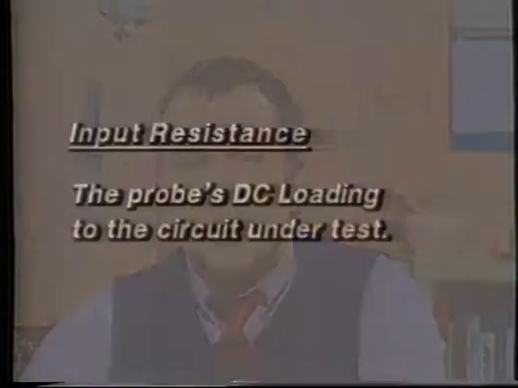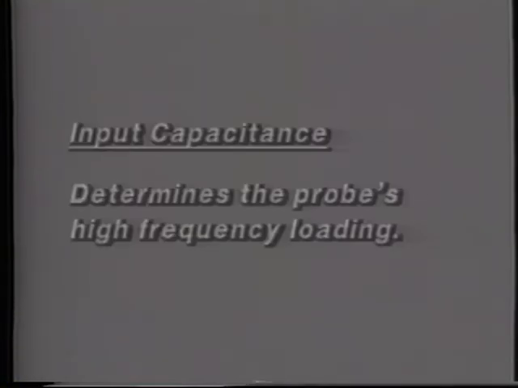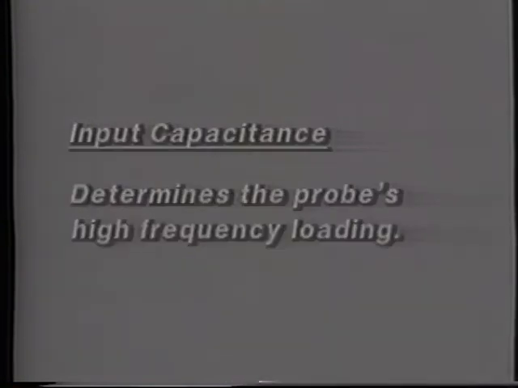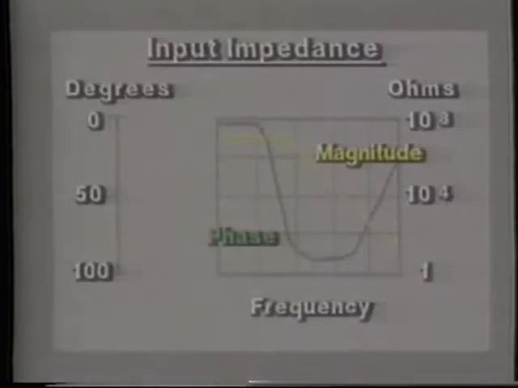Input resistance is the Rin of the probe. It determines the probe's DC loading to the circuit under test. Input capacitance is the Cin of the probe. It determines the probe's high-frequency loading. Input impedance decreases as frequency increases and is usually shown as a graph.